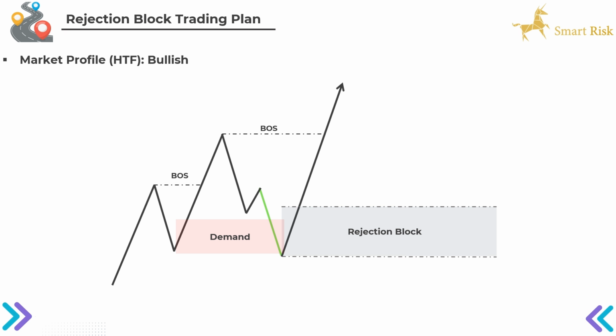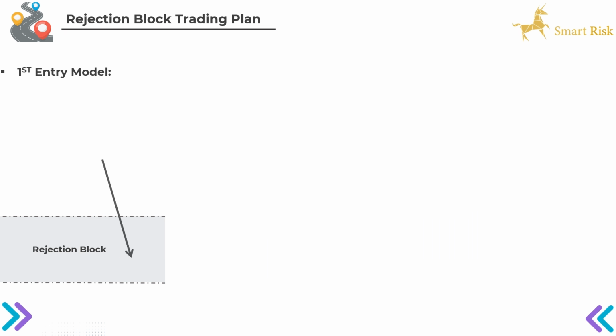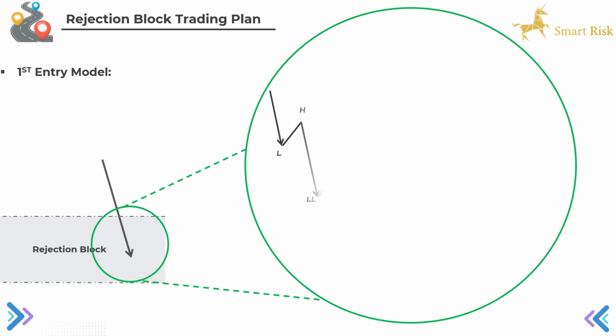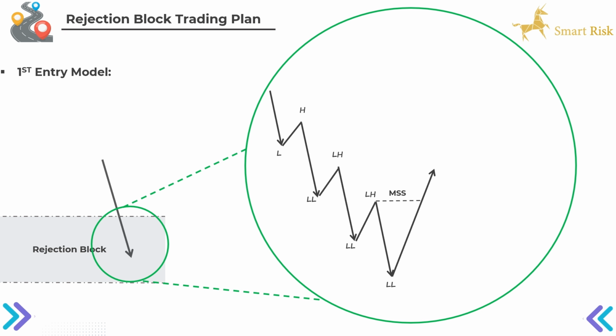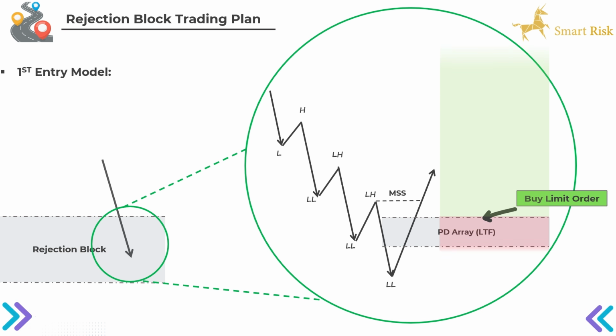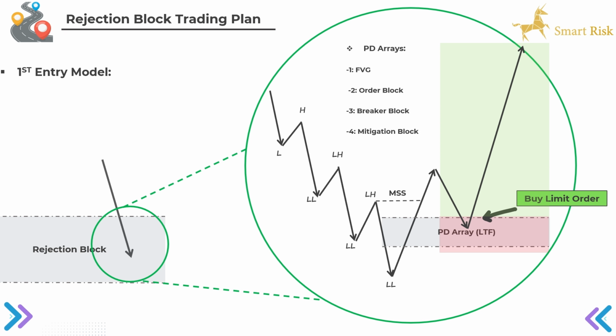Our next approach is to monitor price action and wait for the price to return to the rejection block area. Once the price taps into the rejection block, we should quickly switch to a lower time frame to analyze price action closely, looking for reversal signs and potential entry opportunities. Once a market structure shift is confirmed, we identify a lower time frame PD array to open a position. In this case, a buy position. This PD array could be a fair value gap, an order block, a breaker block, or a mitigation block.